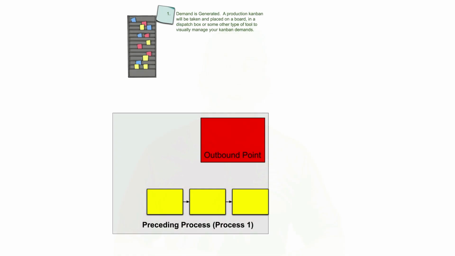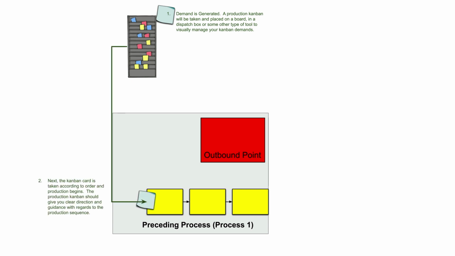Let's say process 1 needs to provide process 2 with a certain quantity of parts. To start, a production Kanban will be taken and placed on a board, in a dispatch box, or some other type of tool to visually manage your Kanban demands. Next, the Kanban card is taken according to order and production begins. The production Kanban should give you clear direction and guidance with regards to the production sequence.